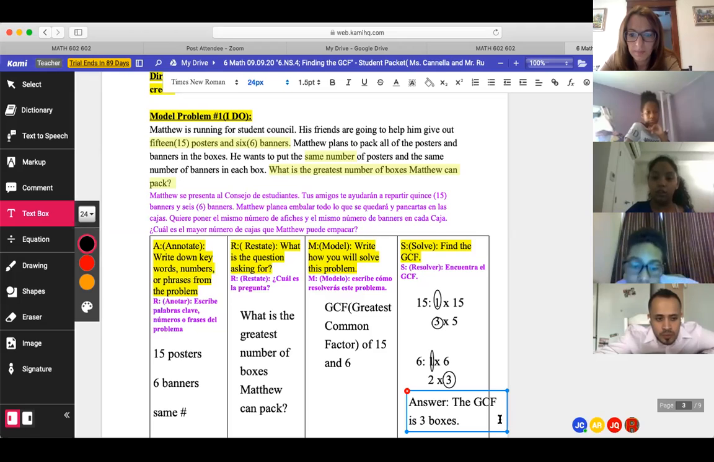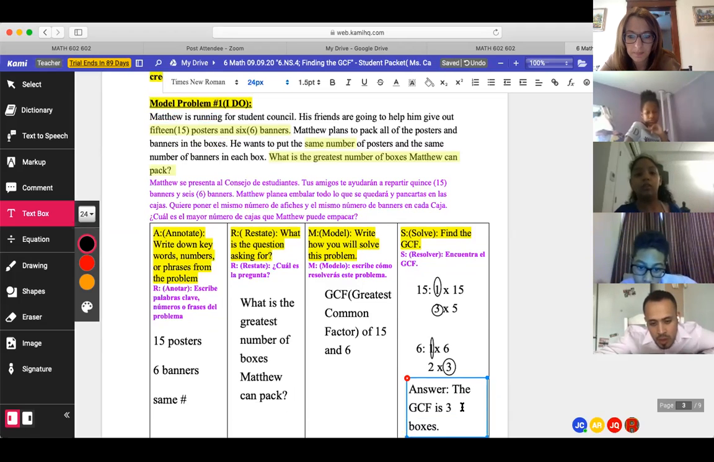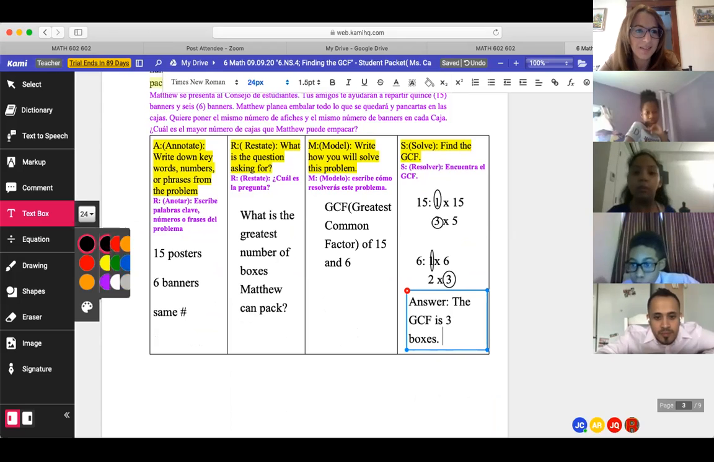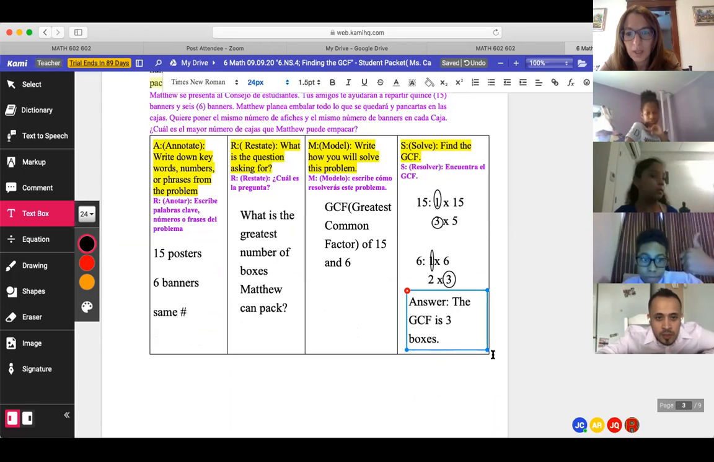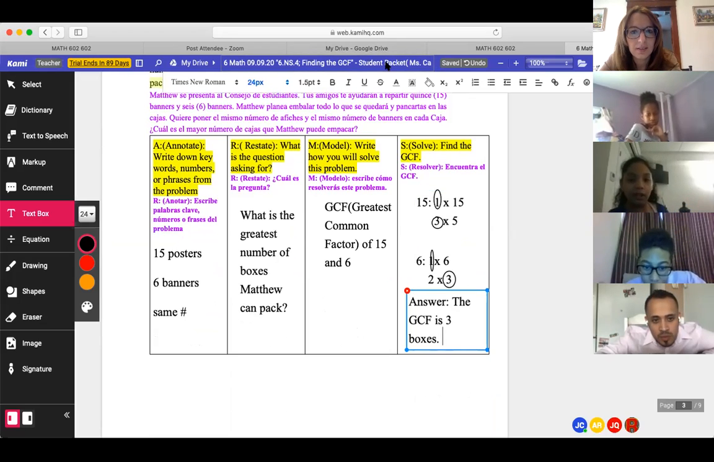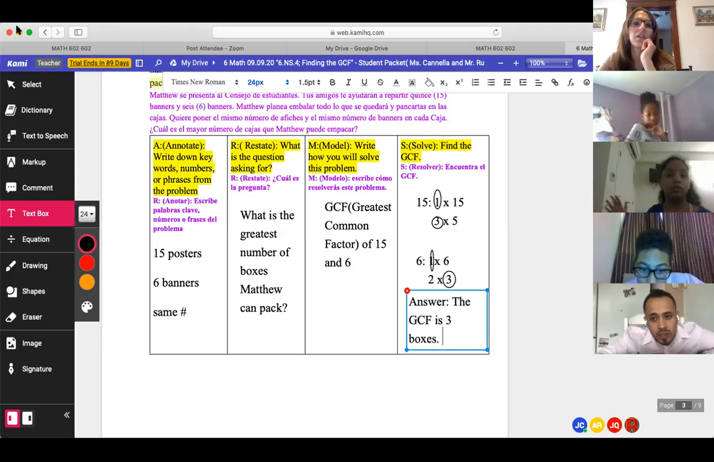Now I have a question for the class. Guys, are we done? Ms. Canelo knows the answer. Are we done, guys? That's the question. I need to know from you guys. We realized that Matthew plans to have the same number in each box. You can't do that if you only have 3. Realize that you have 15 posters and 6 banners. So you have to actually do the multiplication.